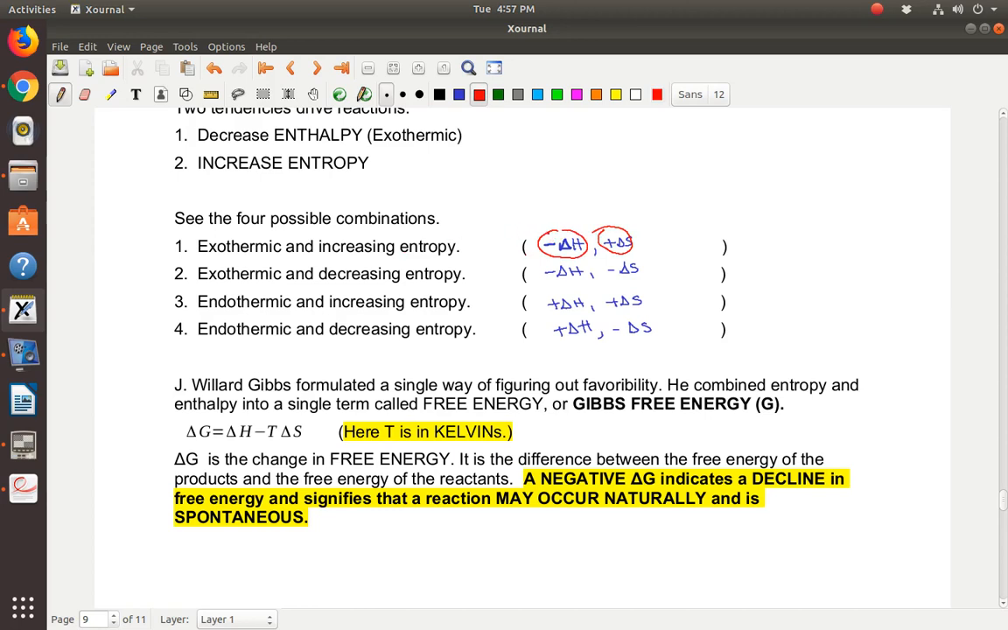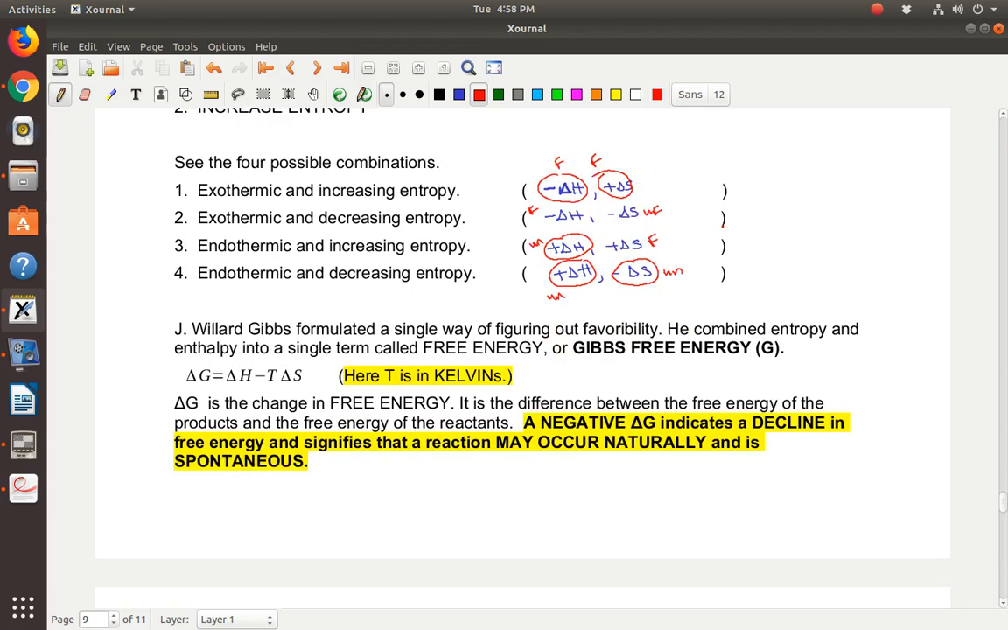So this is an exothermic reaction and an increase in entropy. So both of these would be favorable conditions. And this is exothermic and decreasing in entropy. So this would be favorable and this would be unfavorable. This is endothermic and increasing entropy. So this would be the unfavorable part and this would be a favorable part. And this is endothermic, which is unfavorable, and a decrease in entropy, which is also unfavorable. All these things combine, and we need to be able to figure out how to use them to know whether a reaction will actually be spontaneous.